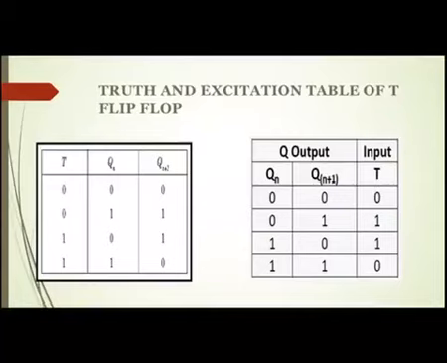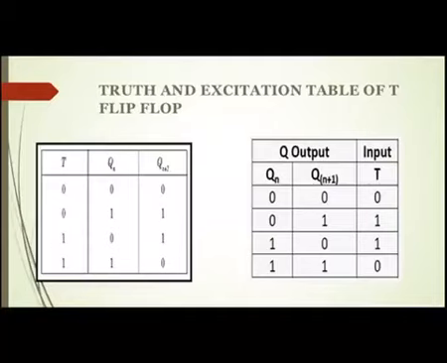Truth and excitation table of T flip-flop. As for every flip-flop there is a truth table of T flip-flop, and the reason we have used T flip-flop in this counter is because it works just as a switch. As we can see, when T is equal to 0, the next state is the same as the previous state, like 0 0, 1 1. But when T is equal to 1, the next state is just the complement of the previous state. This is the same as a switch.